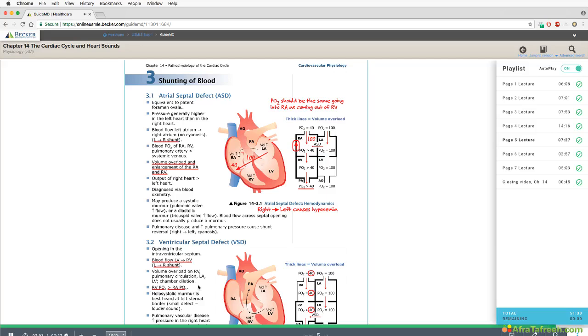That would decrease the PO2 of the blood pumped by the left heart. That is a right to left shunt, and that would cause hypoxemia. And that is part of Eisenmenger syndrome. That's a possibility for step one, but that's probably the only additional aspect I think they would test related to this page.